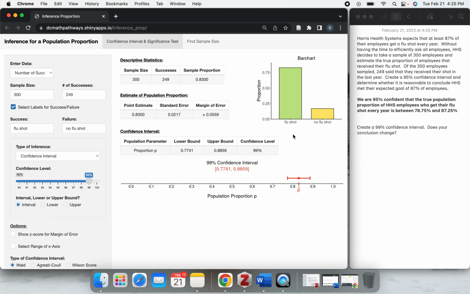So whenever you're doing these, you're going to find your interval. You're going to make sure you interpret your interval, and make sure you're saying how confident you are that it's the true population proportion of what you're talking about. So make sure it's specific to the context of this problem. This one we were talking about HHS employees who get their flu shot every year is between 78.75 and 87%. So that is how you do confidence intervals for population proportions using the DCMP data analysis tools.